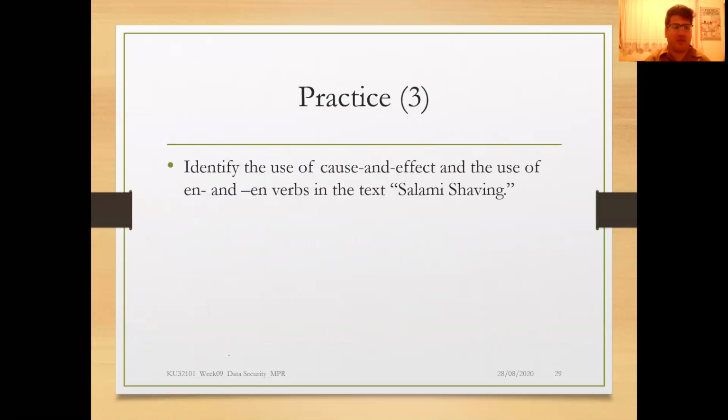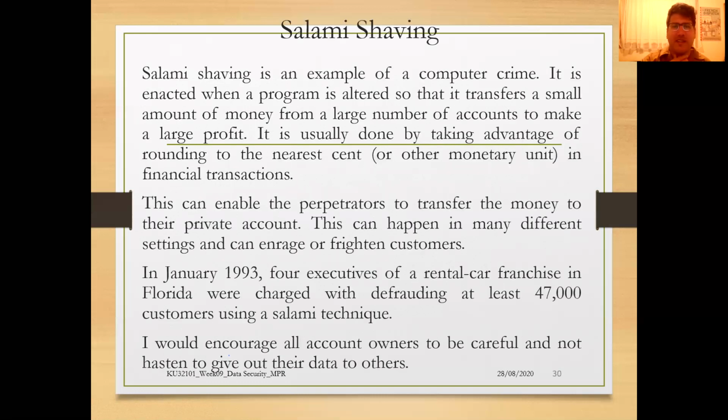Okay, and for practice 3, I want you to identify the use of cause and effect and the use of n verbs in the text salami shaving. So you need to identify the uses in this text. So you can just mark the cause and effect examples, maybe with a pen, or you can list them on a separate piece of paper.